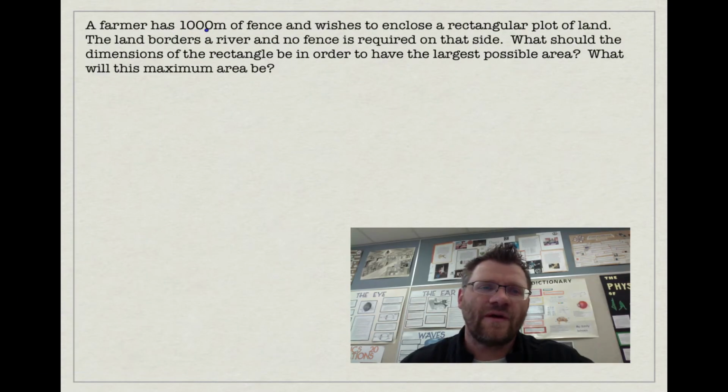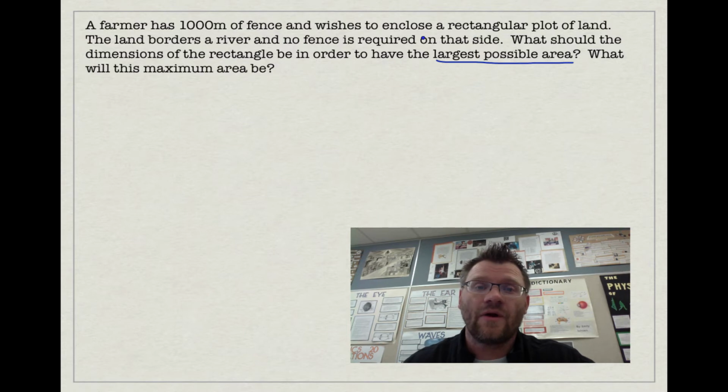It says a farmer has 1,000 meters of fence and wishes to enclose a rectangular plot of land. The land borders a river and no fence is required on that side. What should the dimensions of the rectangle be in order to have the largest possible area? What will this maximum area be? So again, we need to identify what we're trying to maximize or minimize, because that's the equation we're going to take the derivative of.